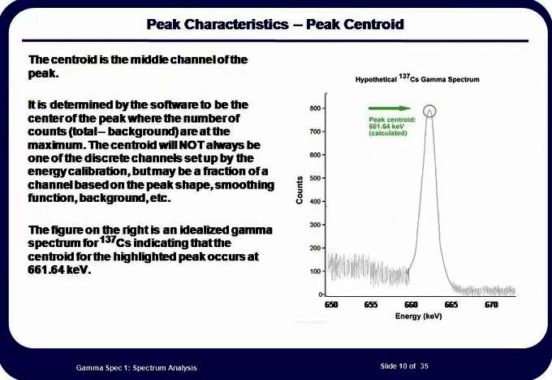The peak centroid is the midpoint of the gamma ray peak. It is determined by the peak search algorithm used in the software. The centroid will generally not be one of the discrete channels used to store information from the detector system, as the peak shape is a smoothed function.